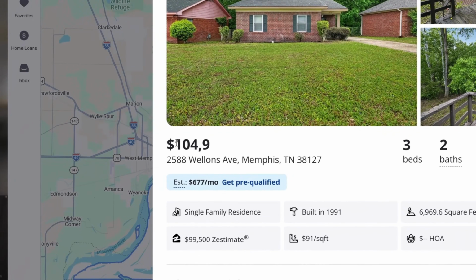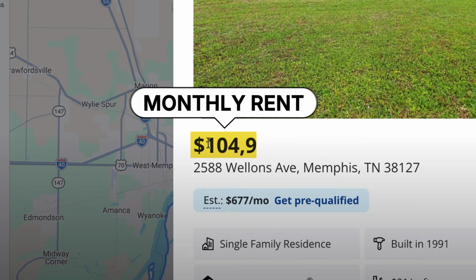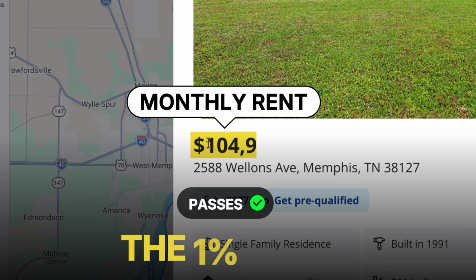So what is the easiest way to calculate 1%? You take a look at the price, remove the last 2 digits, so you get like $1049. So if you get $1049 per month rent, that means it passes the 1% filter.